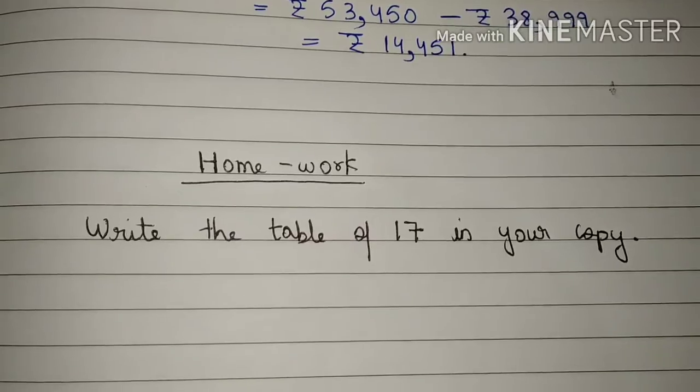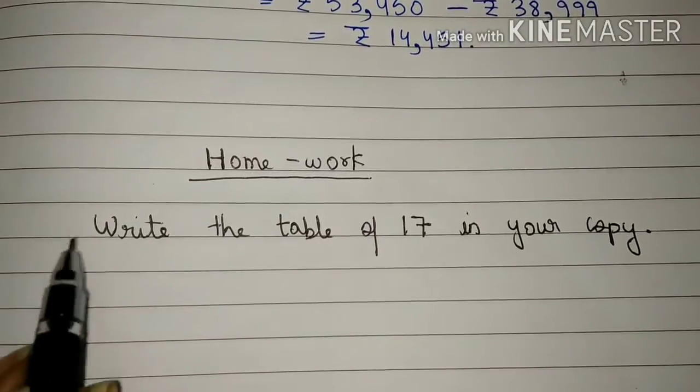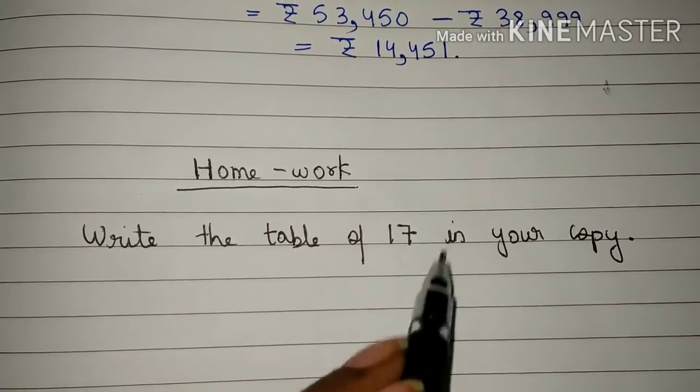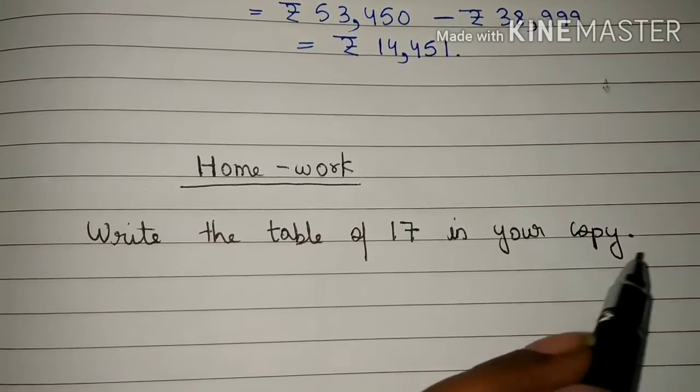Now students, note down your homework. Your homework is to write the table of 17 in your fair copy. Students, this is your homework.